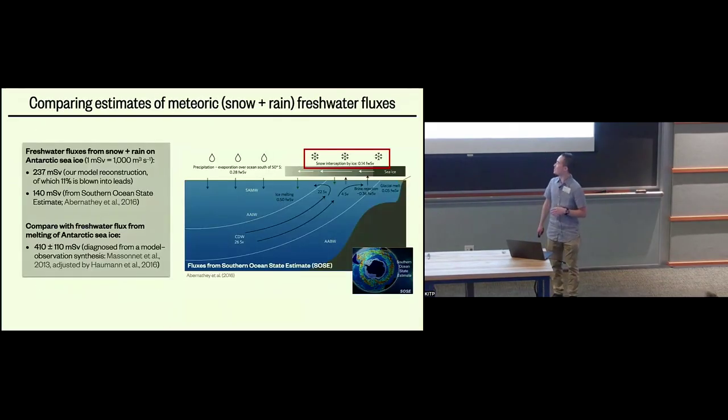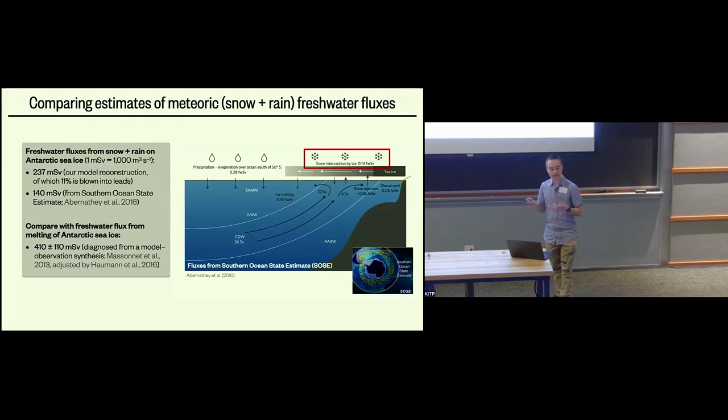So next up, for the oceanographers in the room, these mass fluxes can be converted into freshwater fluxes using the oceanographic unit of a millisverdrup. And what our model reconstruction gives is 237 millisverdrups of freshwater entering the ocean from snow and rain, known as meteoric freshwater, after those are intercepted by Antarctic sea ice.